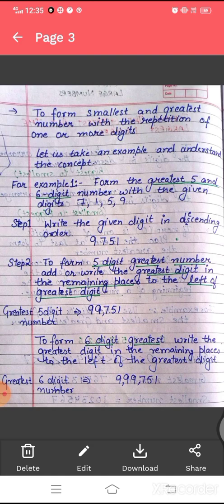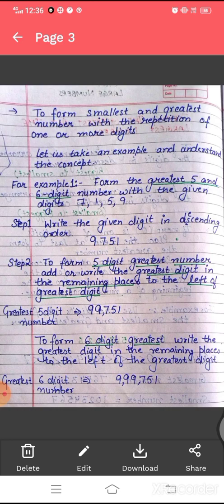Okay, now to form the smallest and greatest number with the repetition of one or more digits, means if you have to repeat one or more digits, how will you do it? Let us take an example. Form the greatest 5 and 6 digit number with the given digits 7, 1, 5, 9. What steps do we follow? Firstly, we write the given digits in descending order, as we have to form the greatest number.